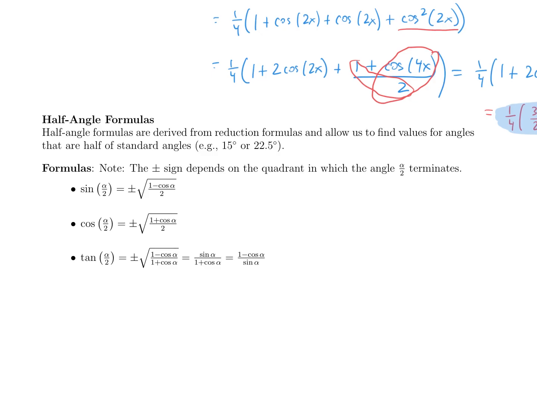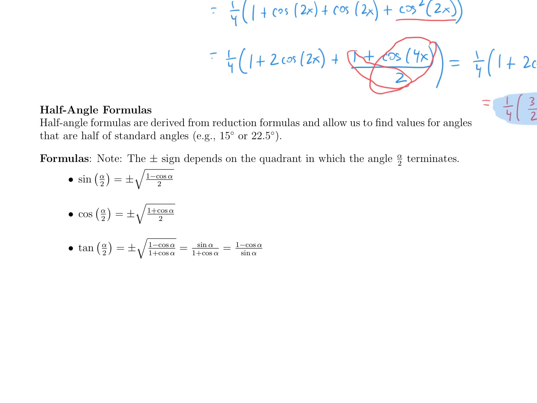These are called half-angle formulas, half-angle because it's got an alpha divided by 2, which is a half angle. These are good when you're trying to find exact values of angles that are something like 15 degrees or 22.5, because these angles are not special angles on the unit circle. However, if you double them, 30 degrees, 45 degrees, they do become special angles.